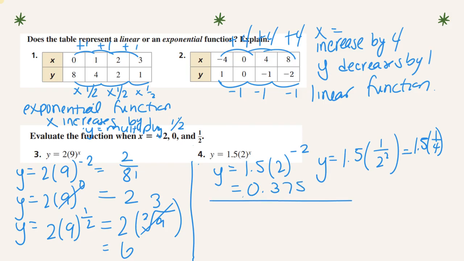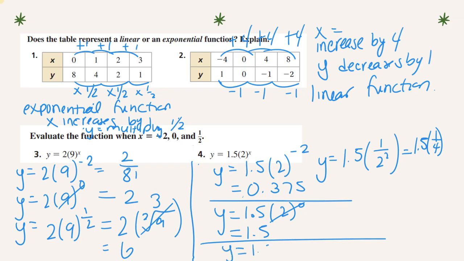That's when it's -2. When I have y equals 1.5 times 2 to the power of 0, we know that this becomes 1. So my answer is 1.5. Then finally, when I have y equals 1.5 times 2 to the power of half, that gives you y equals 2.12.